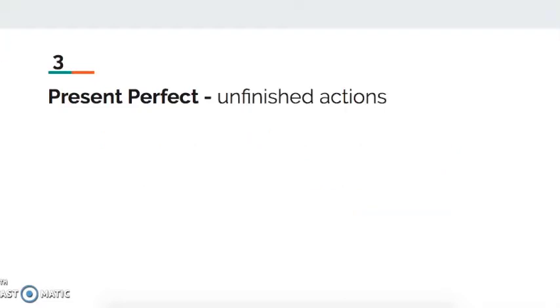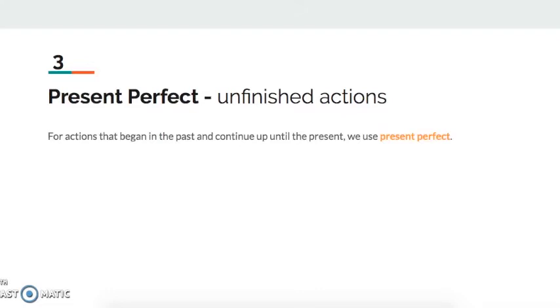We also use the present perfect for unfinished actions. What do we mean by this? Well, we use present perfect for actions that began in the past and continue up until the present. Let's have a look at an example. He has had that bike for 10 years.